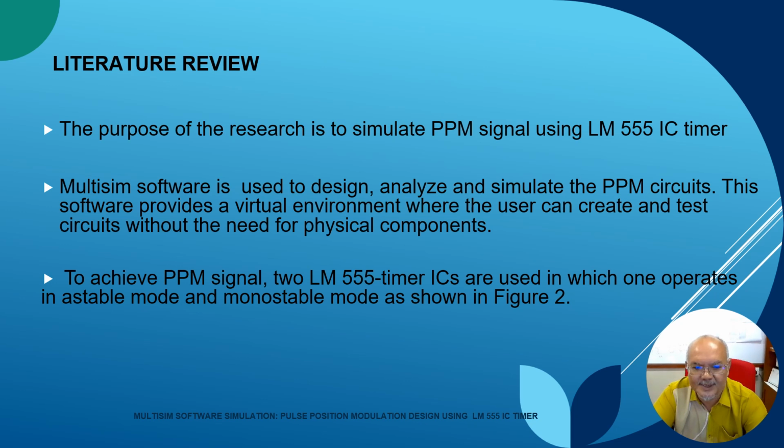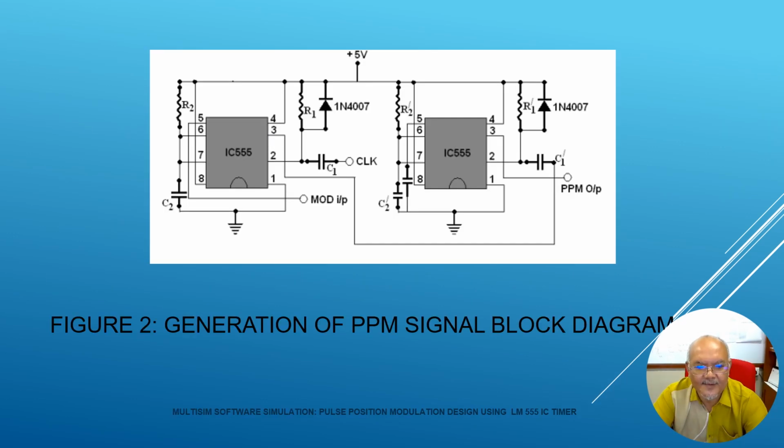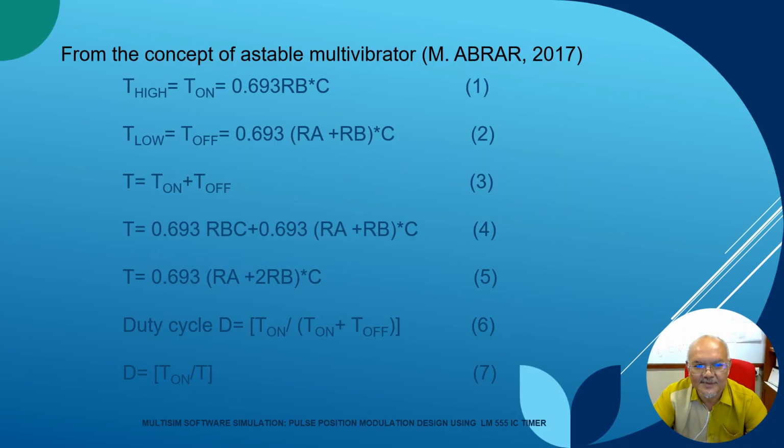To achieve PPM signal, two LM555 timer ICs are used, in which one operates in astable mode and the other in monostable mode, as shown in Figure 2. Figure 2 shows the generation of PPM signal block diagram using LM555 IC.